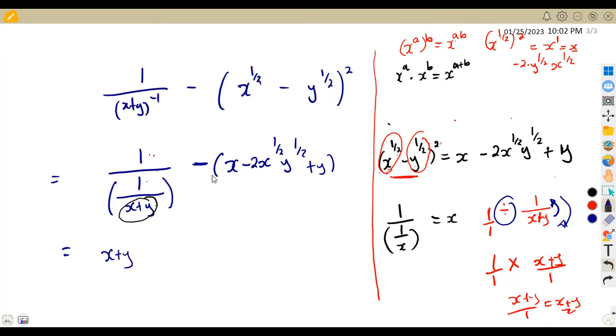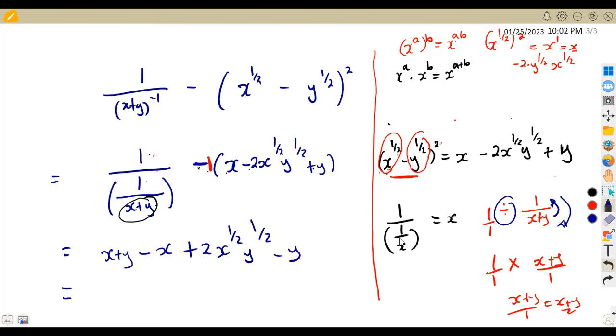Then on the other hand, the bracket has to be expanded. So you expand by a negative. So this negative is the same as there is a 1 there. So you're going to expand negative 1 times x, which is negative x. Negative 1 times negative 2, that's a positive. So it's going to be positive 2x to the exponent of half, y to the exponent of a half. Then negative 1 times y here, that's a negative y.